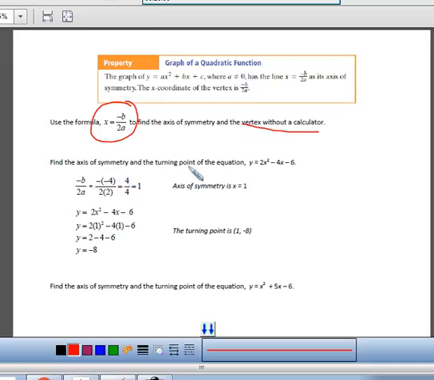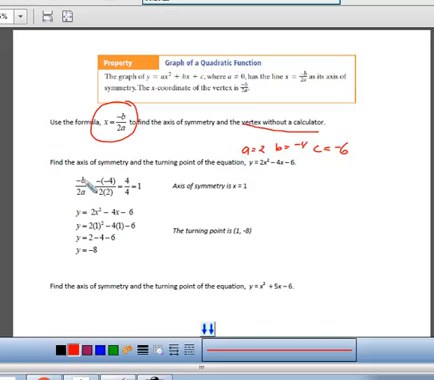So find the axis of symmetry and the turning point. So we have y equals 2x squared minus 4x minus 6. Your a value here is the coefficient of x squared, that's 2. Your b value is the coefficient of x, that's negative 4. Yes, you need that sign. And then the c value is negative 6. We don't really need the c value for what we're doing so far, but it's a good habit to get into to write all these down.